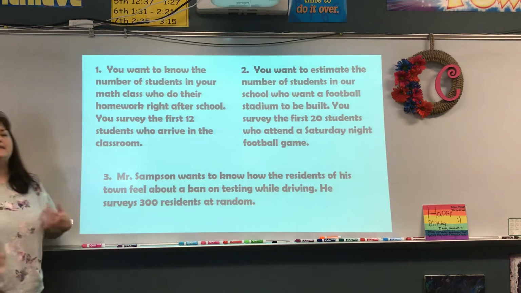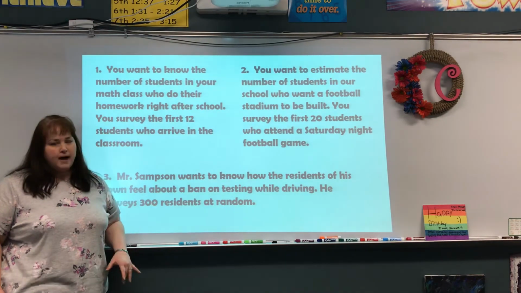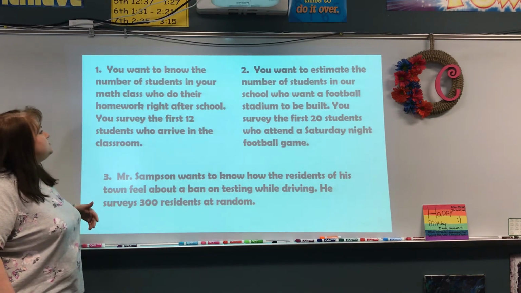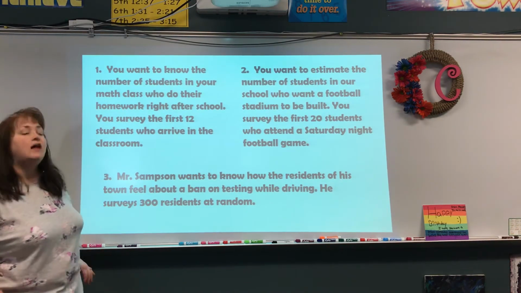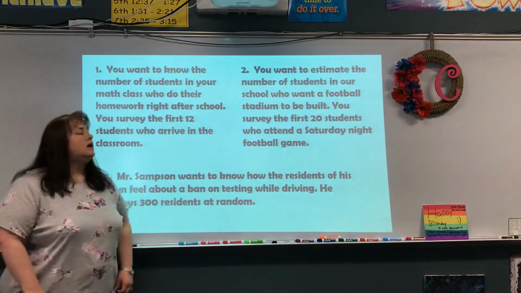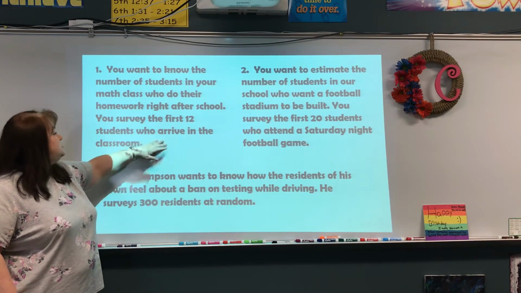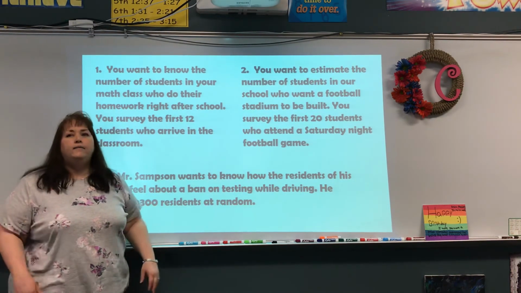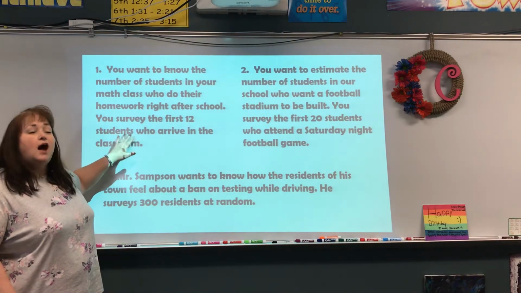All right, so let's look at some examples here and determine whether or not these are biased or unbiased. So number one, you want to know the number of students in your math class who do their homework right after school. You survey the first 12 students who arrive in the classroom. So this would be unbiased, okay? Because when you take your sample, you're getting the first 12 students who arrive. Okay? So there's no knowing which 12 you're going to get, so that would be an unbiased sample.